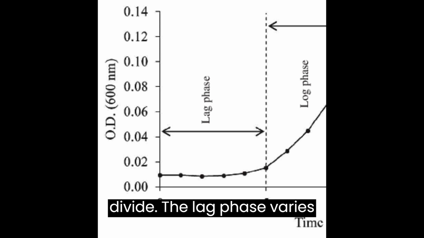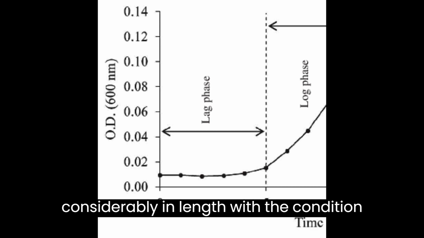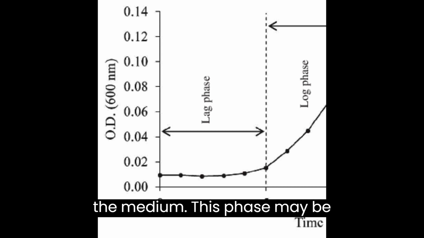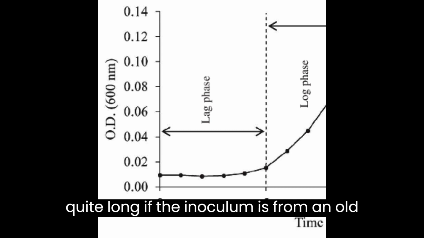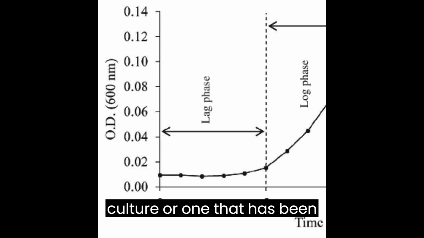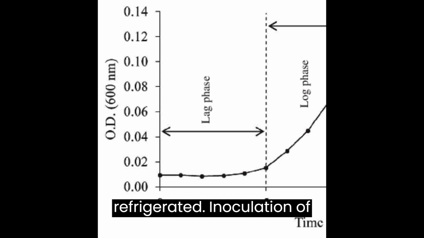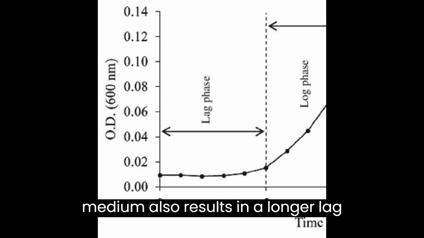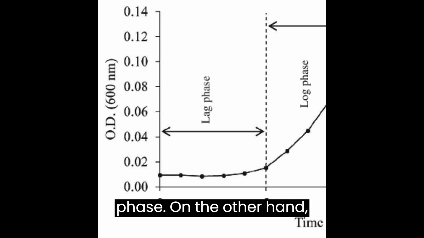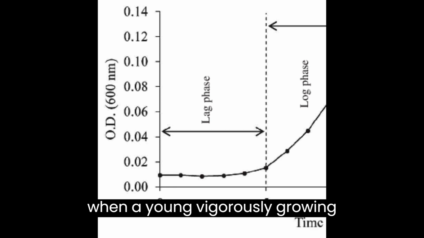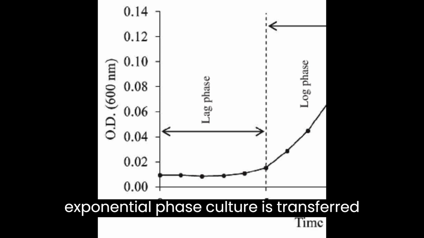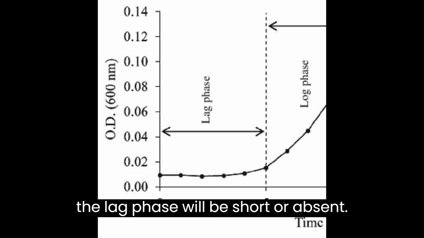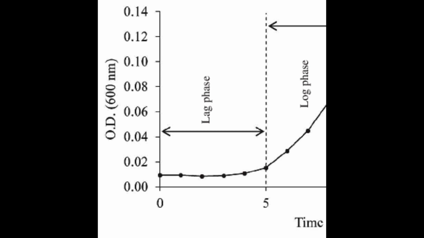The lag phase varies considerably in length with the condition of the microorganisms and the nature of the medium. This phase may be quite long if the inoculum is from an old culture or one that has been refrigerated. Inoculation of a culture into a chemically different medium also results in a longer lag phase. On the other hand, when a young, vigorously growing exponential phase culture is transferred to fresh medium of the same composition, the lag phase will be short or absent.